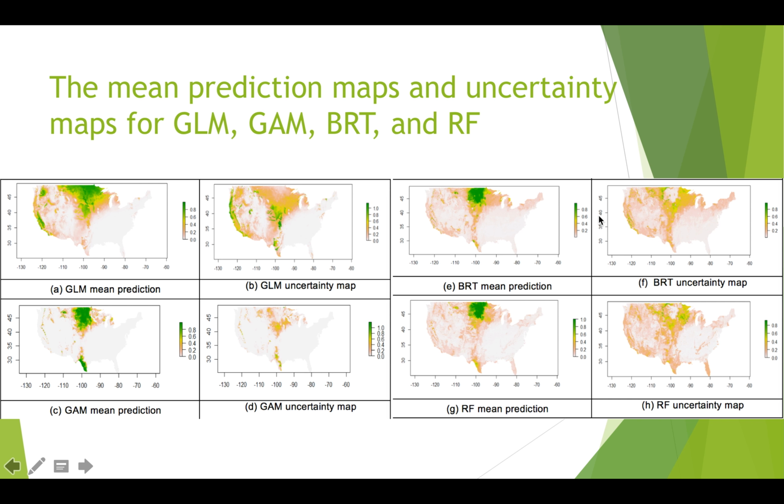When we look at the BRT and random forest predictions, we found that these two distribution maps are very similar, and the uncertainty maps are also very similar.